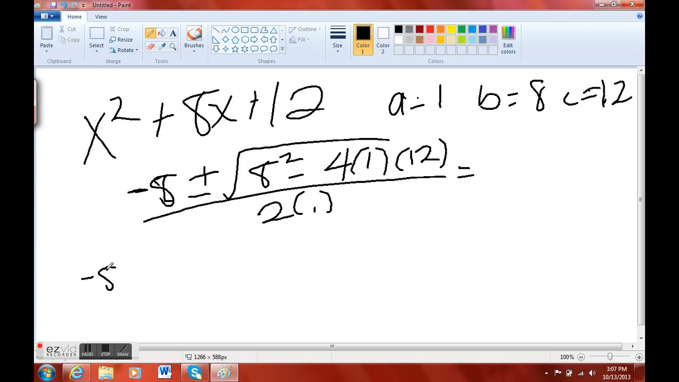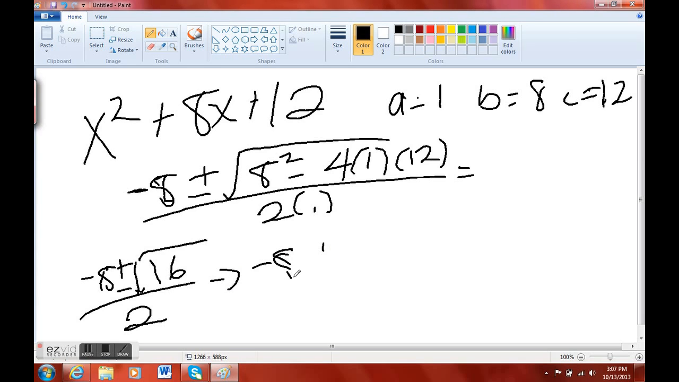And you're left with negative 8 plus or minus square root of 16 is 4, all over 2. Do not leave your problem like this, because you can simplify it. And even though I simplified it, I didn't have to. With this, you have to actually solve out the problem, because you have actual numbers.